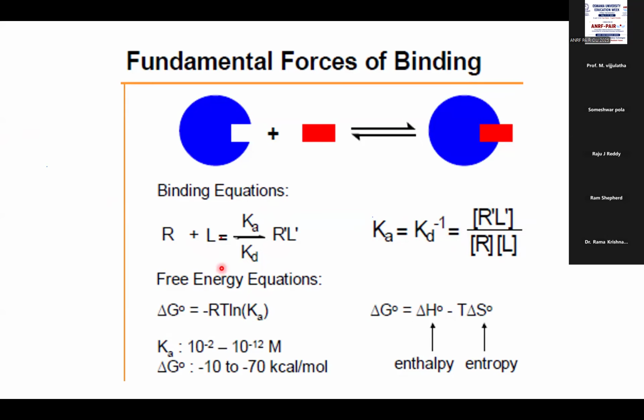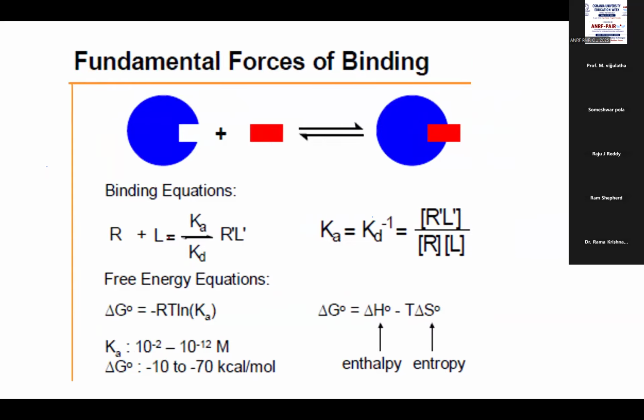And depending upon how you are doing, minus RT ln Ka is the free energy calculation equation which we get. With the free energy, we can calculate the enthalpy and entropy of the interaction and then say which one is better at having a binding affinity with the receptor.